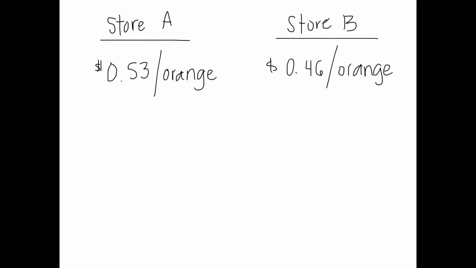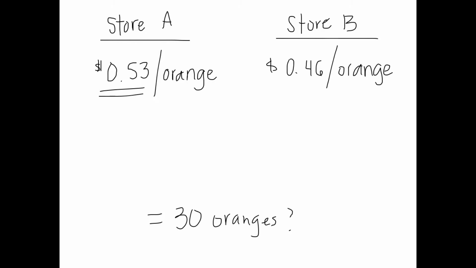So let's look at what we know now. We know the unit rate for each store. Store A costs 53 cents per orange, and store B costs 46 cents per orange. But we want to know how much it costs for 30 oranges from each store. Well, if we know the price for one orange, how can we find the price for 30 oranges? Will the value of the oranges increase if we're going to buy 30, or is it going to decrease? Well, the more we buy, the more we're going to spend. So we know that our number has to be larger than 53 cents.